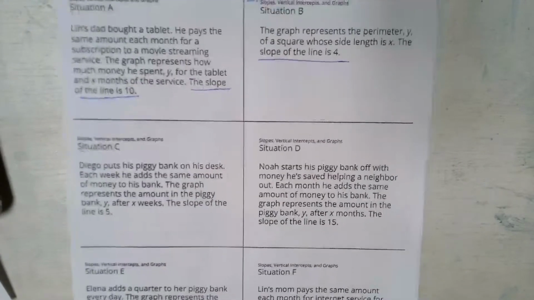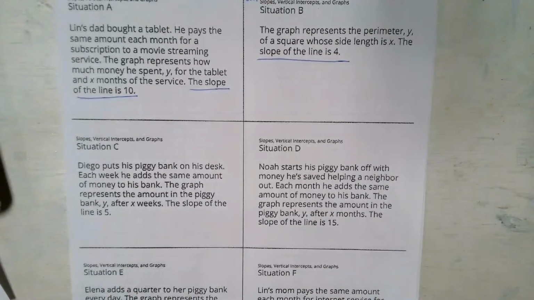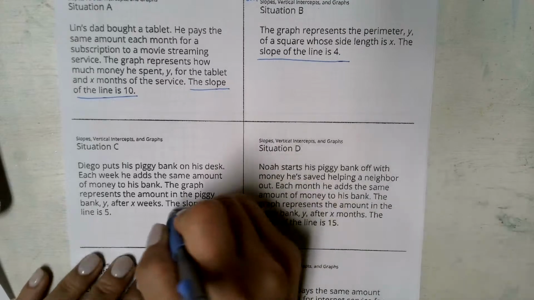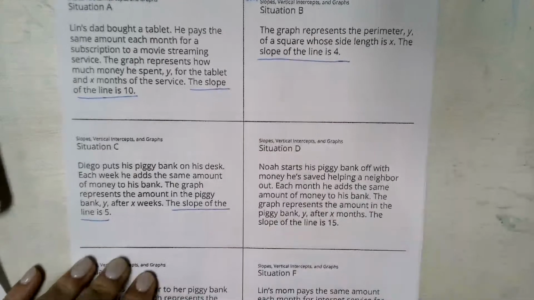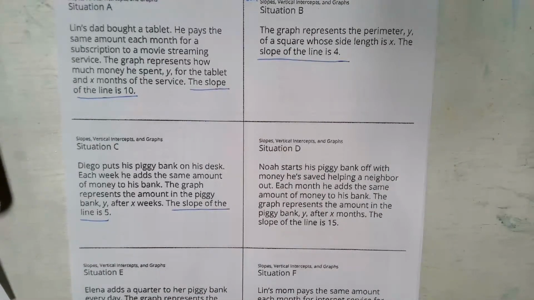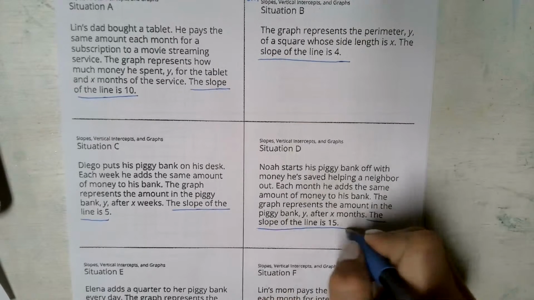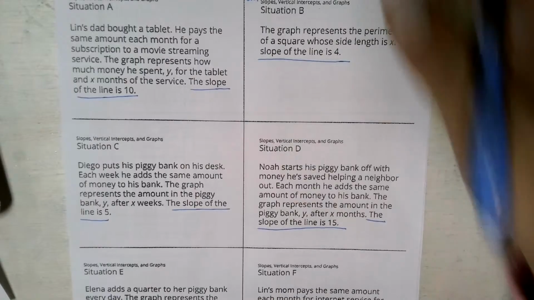Situation C. Diego puts his piggy bank on his desk. Each week, he adds the same amount of money to his bank. The graph represents the amount in the piggy bank Y after X weeks. The slope of the line is 5. So again, they give me the slope. Situation D. Noah starts his piggy bank off with money he saved helping a neighbor out. Each month, he adds the same amount of money to his bank. The graph represents the amount in the piggy bank Y after X months. The slope of the line is 15. Again, they give me slope.